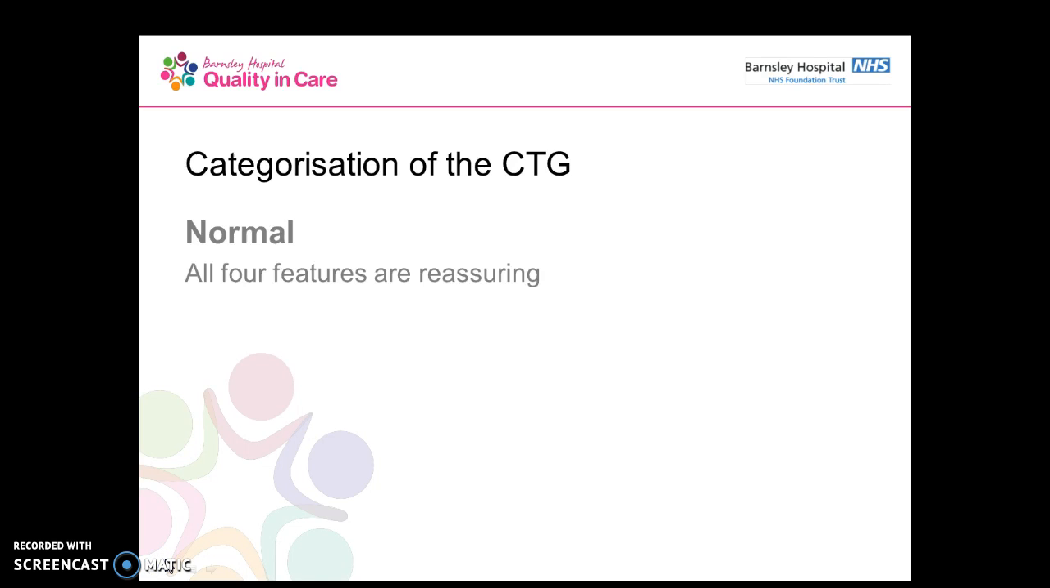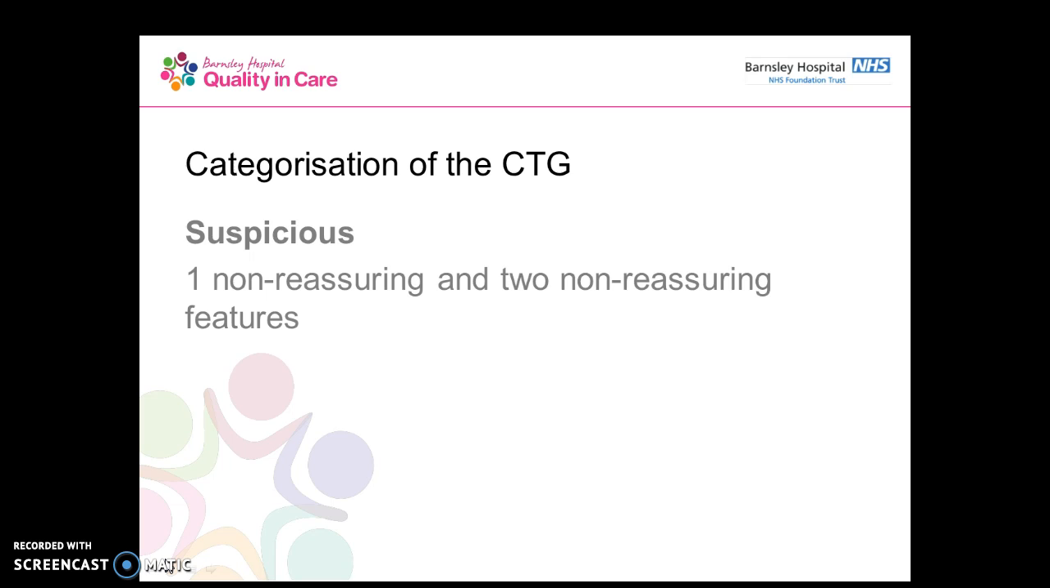Once you've looked at your 4 features on your CTG and you've decided whether they are reassuring, non-reassuring or abnormal, you then need to look at your CTG and categorise it as a whole. So you would describe your CTG as normal if all your 4 features, when you've looked at them, fall into the reassuring category. You would categorise your CTG as suspicious if you've got 1 non-reassuring feature.